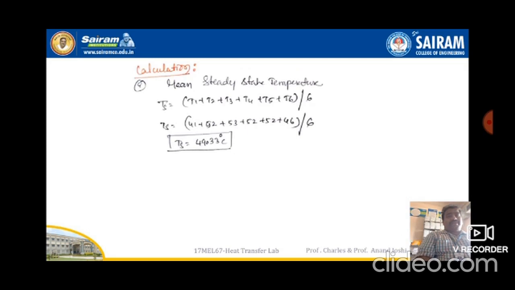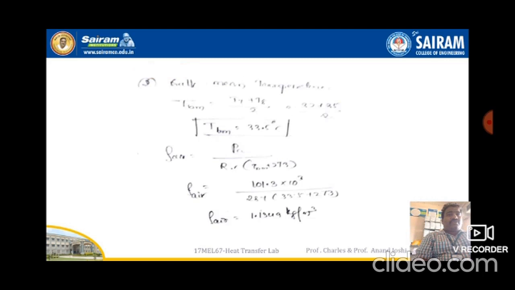Next, the calculation part. First we have to calculate the mean steady state temperature, that is Ts is equal to T1 plus T2 plus T3 plus T4 plus T5 plus T6 divided by 6. We will get Ts, that is the surface temperature, as 49.33 degree centigrade. Next we have to calculate the bulk mean temperature, that is TBM, T7 plus T8 divided by 2, that is 32 plus 35 divided by 2, so it becomes 33.5 degree centigrade.